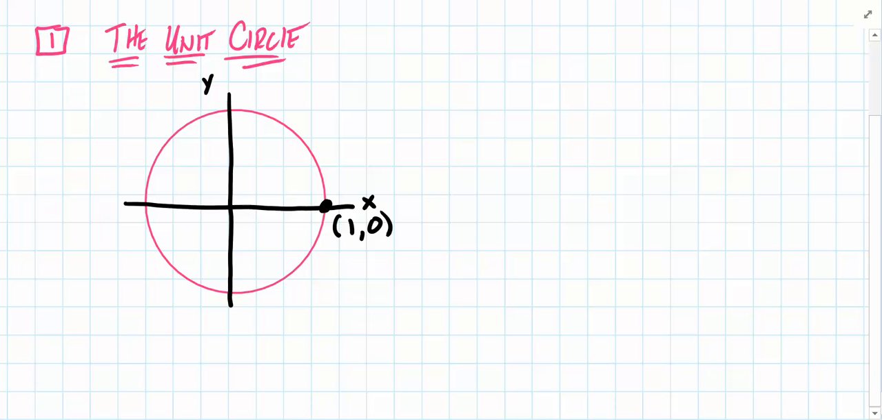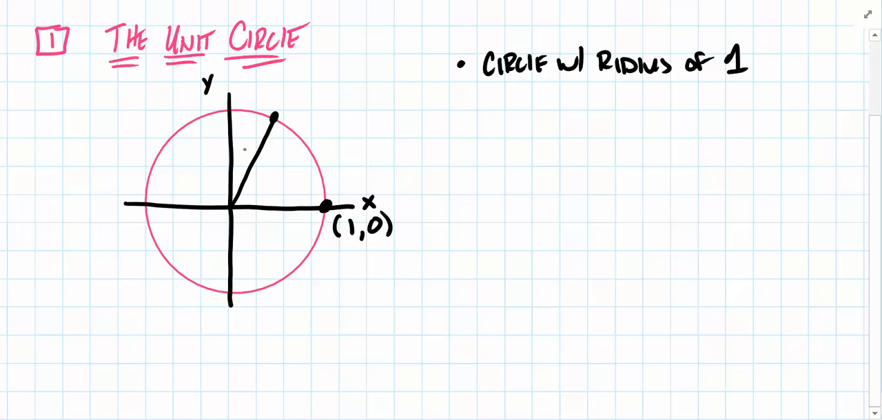So far, so good. Okay, so we're going to write down a couple of key things about this unit circle as we go along. First thing to note is that the unit circle is a circle with a radius of 1. So that means any point along the circle, if I draw a line to this point right here, what's the distance from the center to that point? It's going to be 1 unit. Okay, so keep that in mind. So that's 1.